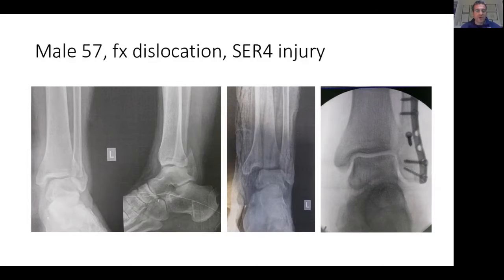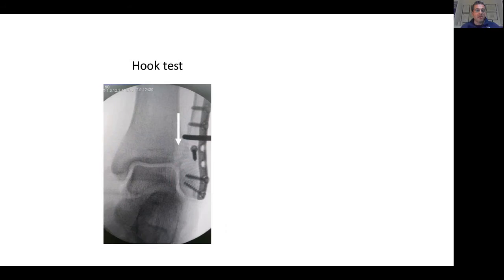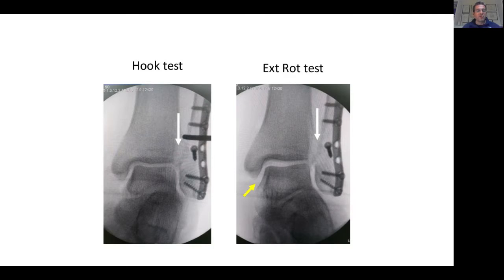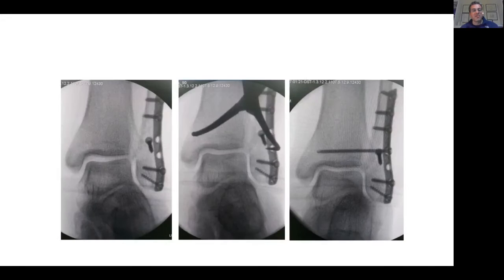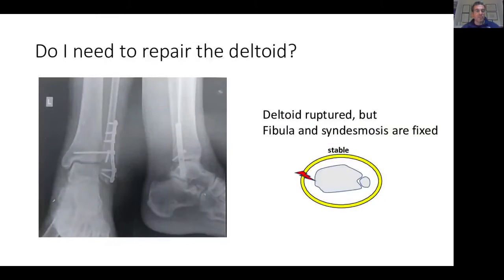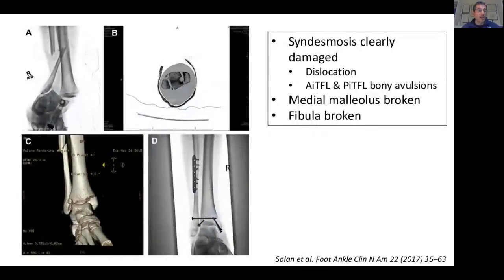Similar case, fracture dislocation, ruptured deltoid. We did the hook test, but it's the external rotation test that shows the instability on the medial side, and the syndesmosis screw is essential in a case like this. And once the unstable injury is turned into a stable one, one can leave the deltoid ligament alone. I would personally not repair it in such a case.